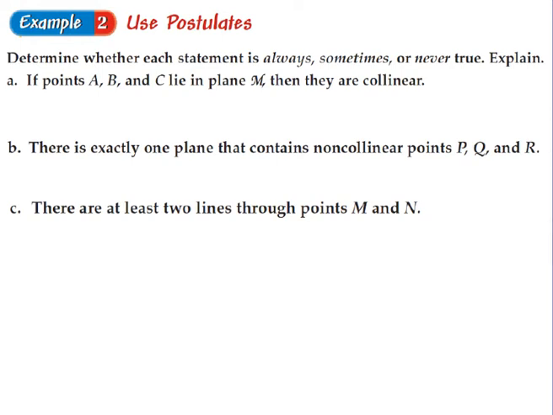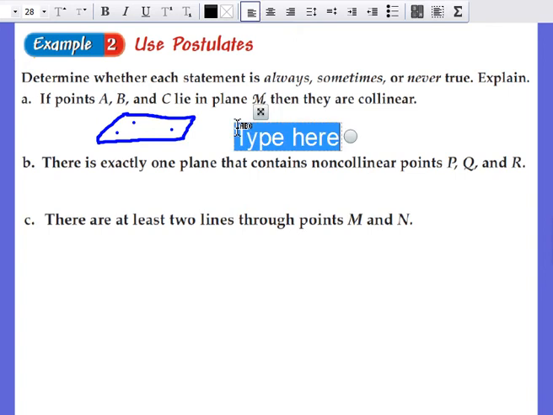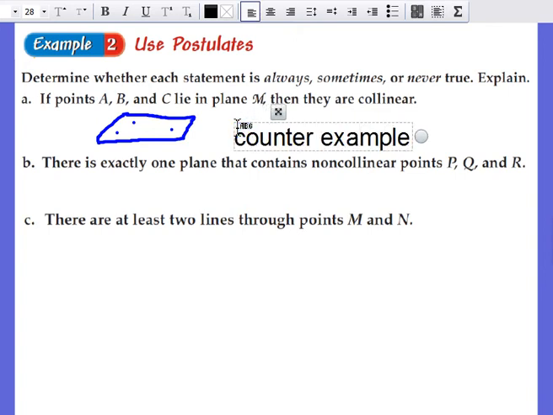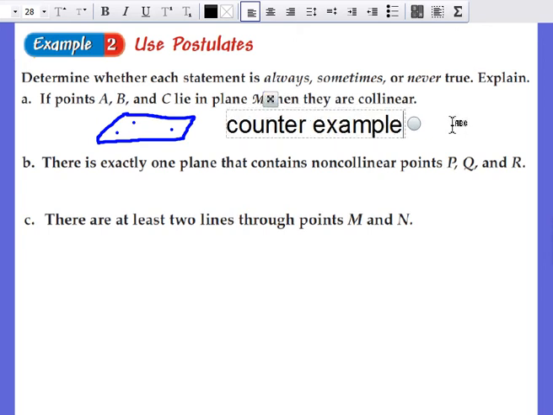Let's try. Here's the plane, and they say that they're collinear, so I can just draw something that obviously is not collinear, like this, and that works. So that's an example of what's called a counterexample. If you can do a counterexample of something, then that really isn't true. For all those undefined terms we had, like points, lines, and planes, we really couldn't do any counterexamples. So that's why those were accepted as true, even though we couldn't define them.